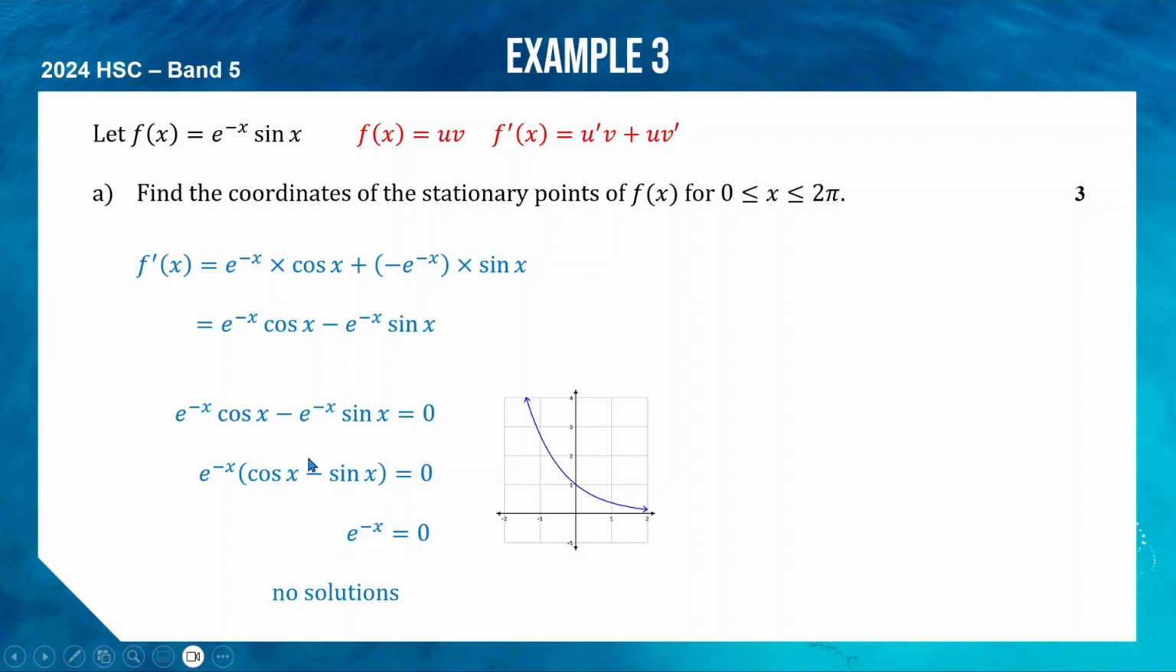So if we're trying to solve this equation and see where it's equal to 0, we can only really solve the inside, which is the cos minus sine. So we're going to see where cos x minus sine x is equal to 0. All right, the way we're going to do that is we're going to add the sine x across to the other side.